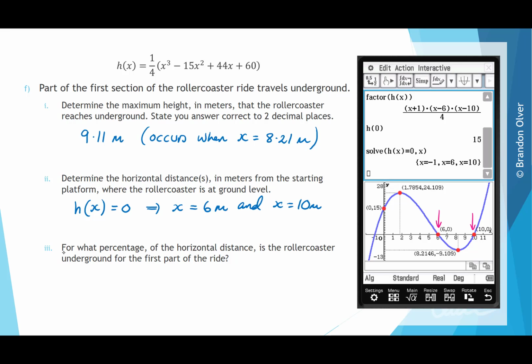For part 3, we're asked for what percentage of the horizontal distance is the roller coaster underground for the first part of the ride. We know that it first goes underneath the ground at 6 meters and then re-emerges at 10 meters. So it has a distance of 10 subtract 6 meters, which is a total of 4 meters underground, divided by the total length of the first part of the ride, which is 10 meters, and that is going to give us 0.4. Timesing by 100 to get a percent, we know that the answer for this is 40 percent.